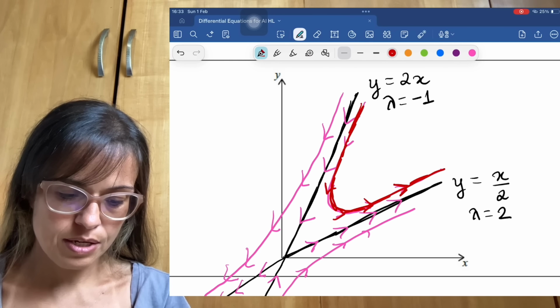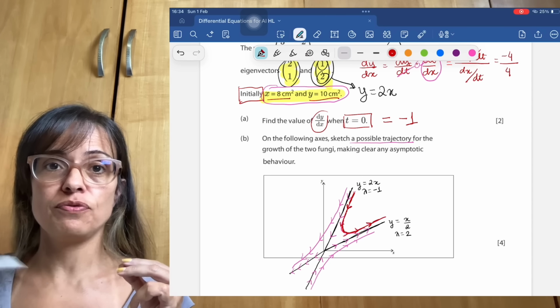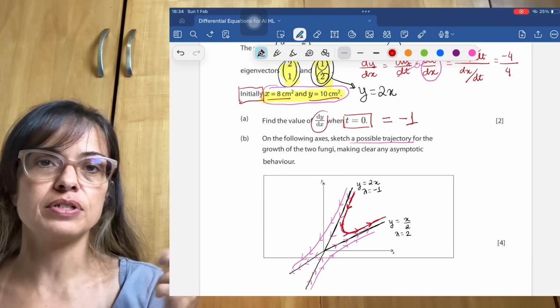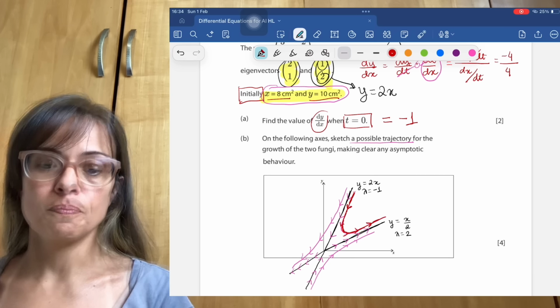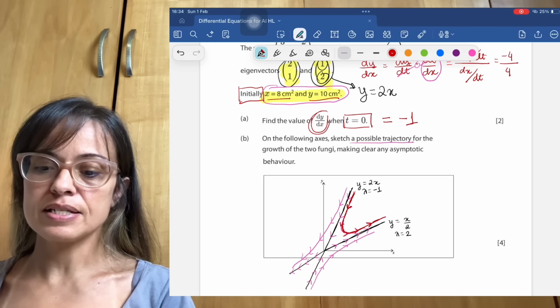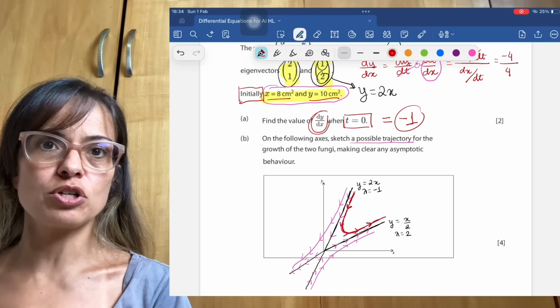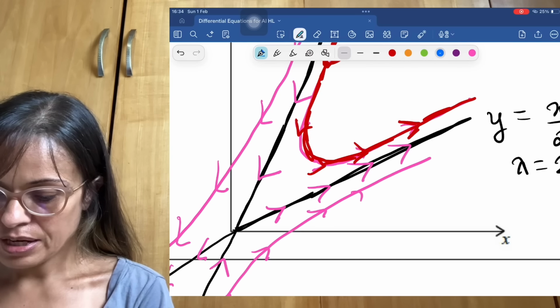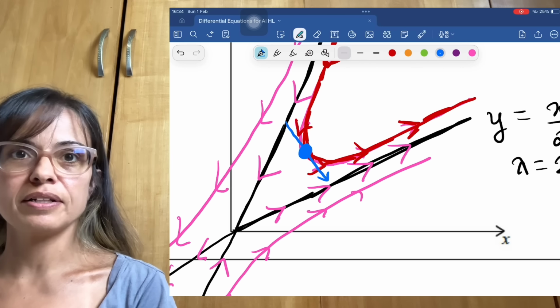I think that he doesn't want me to sketch the trajectory going to infinity and also to -infinity in the time, okay? I think he wants me to start at t equals 0. That is why he told me that the dy/dx is -1 at t equals 0. So let's just find a point in the trajectory where that can be true. And I think it's here, right? dy/dx does look like -1 here.